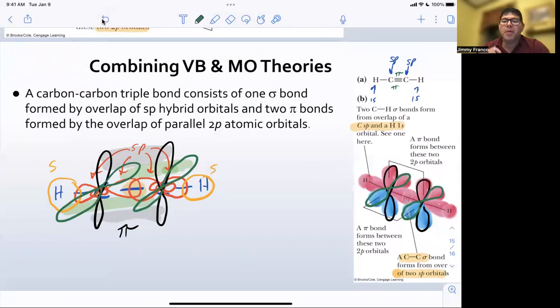Remember, pi bonds are only ever made by p orbitals, so they're going to have that hourglass shape, or that figure 8. And then if you ever ask what's the orbital used to make a bond, you just find the hybridization of the atom and the hybridization of the atom that it's bound to. If it's hydrogen, then it's always s because it can't hybridize.